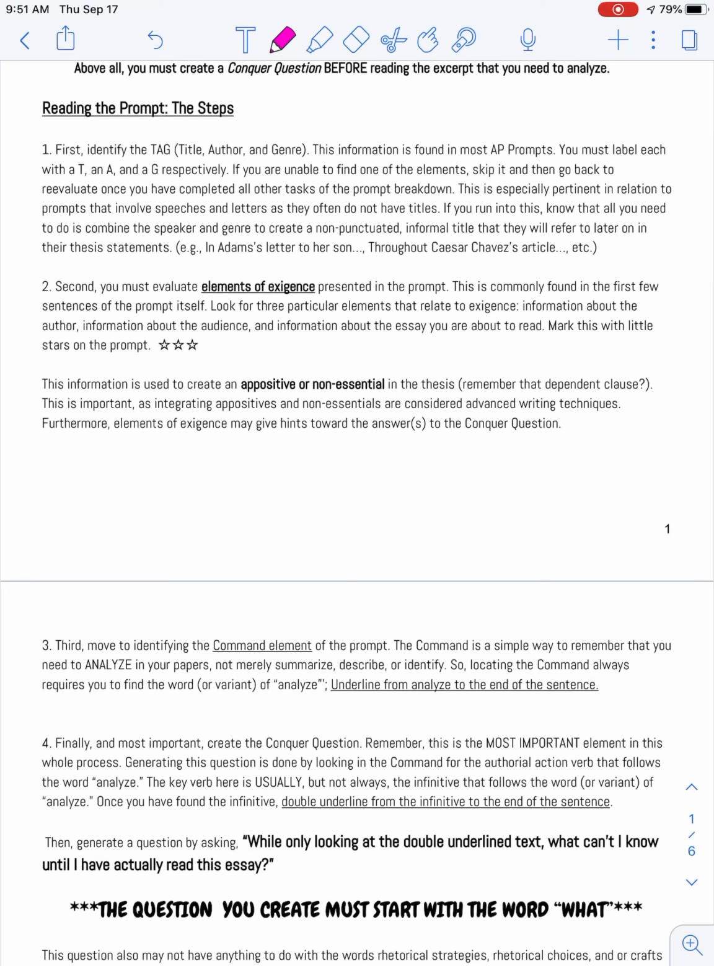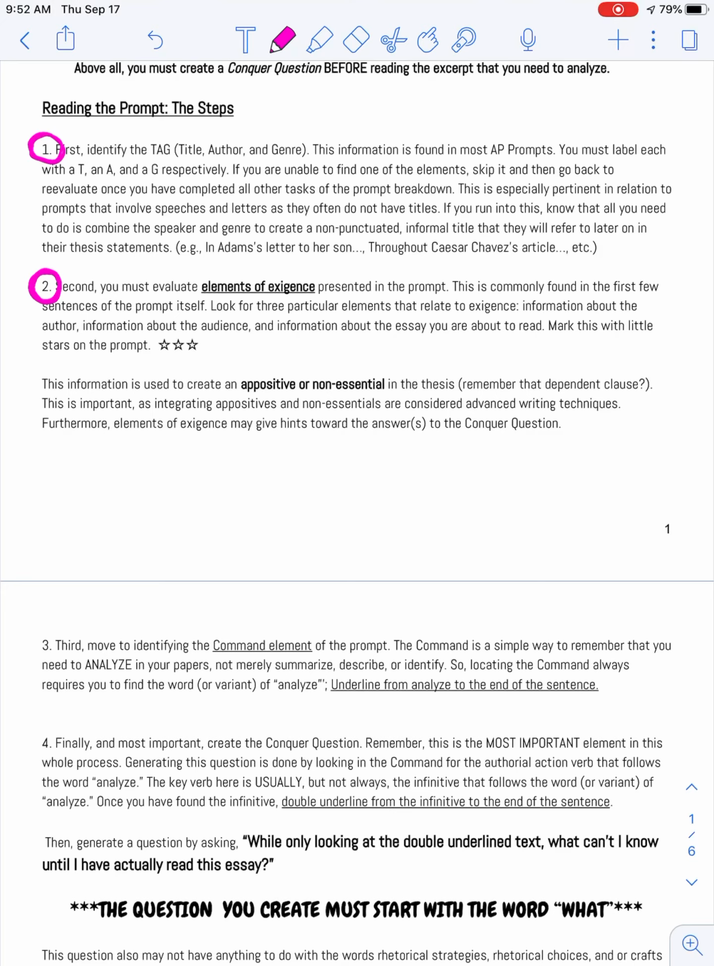So the first thing that we're going to do is we're going to identify something called the tag, the title, the author, and the genre in the prompt. Okay, so that's easy, but I'm going to have you actually annotate on the prompt. The next thing we're going to do is we're going to look for elements of exigence. So when we talk about exigence, this means that we're talking about the reason why they're writing something. So we're looking for information that's given to us in the prompt about this.